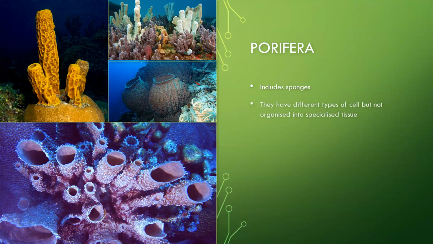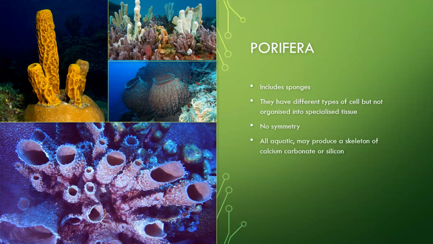So we have our Porifera. These include our sponges. They've got different types of cell, but not organised into specialised tissues as such. There's no symmetry with these, so they're quite non-uniform. They're all aquatic. They may produce a skeleton of calcium carbonate or silicon. They pump water through pores in their body wall and filter out food. They've got no nervous system or muscular tissue.